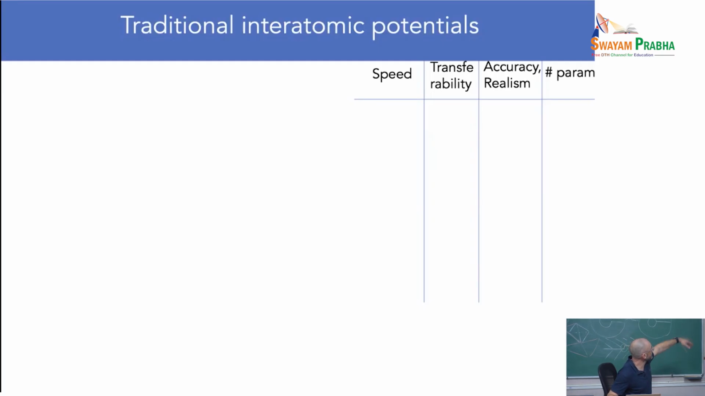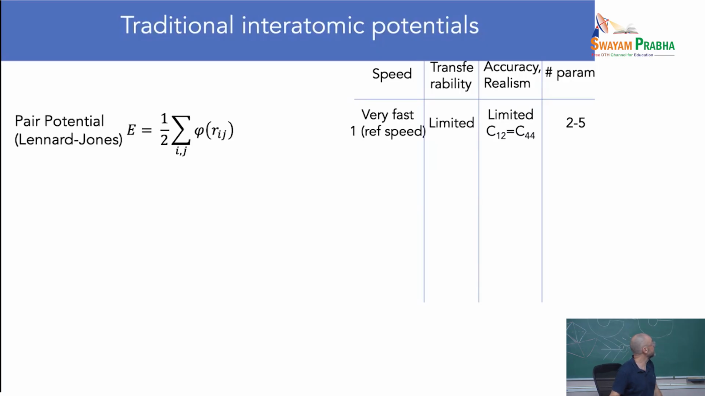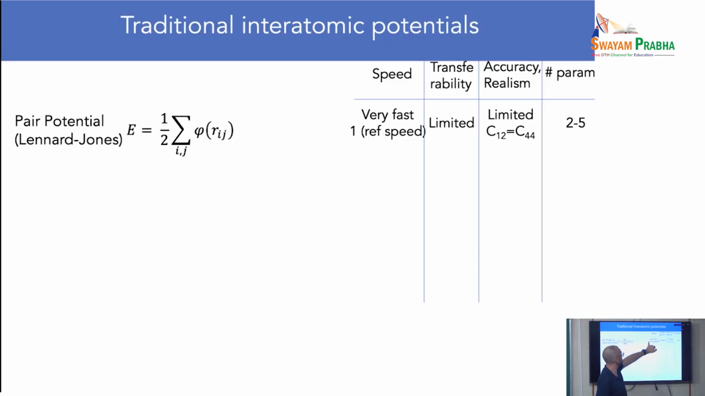Okay, so traditional semi-empirical potentials. What I want to discuss is different families and then discuss their speed, their transferability, their accuracy, and the typical number of parameters that you have in them. The first I want to talk about, we already mentioned it, is the Lennard-Jones type potential. So it's pair potentials. The energy is just the sum over all of the atomic pairs of a function that looks like this, as you have drawn, and it depends only on the relative position of the two atoms. So these are clearly the fastest calculations. That would be my reference speed. I will call it 1.